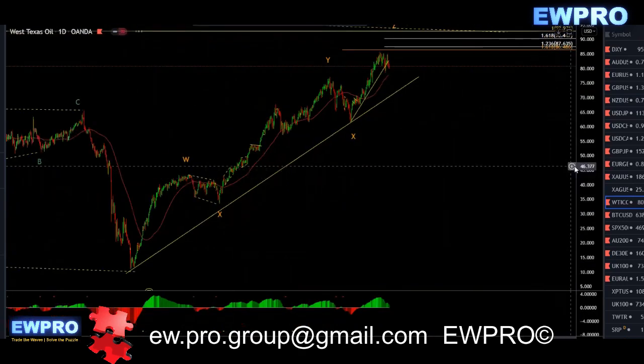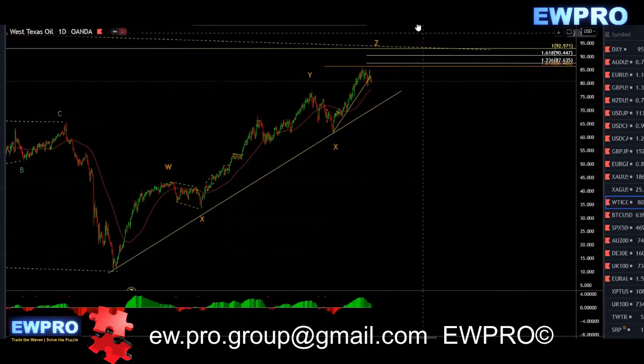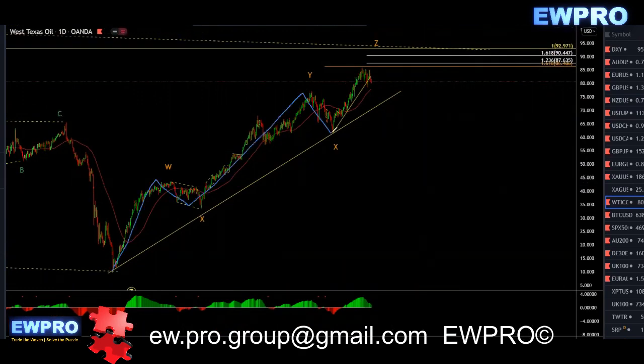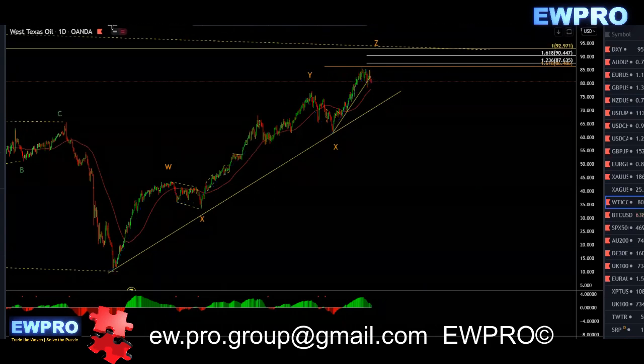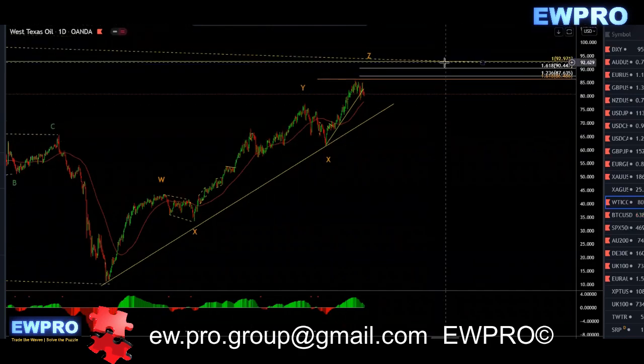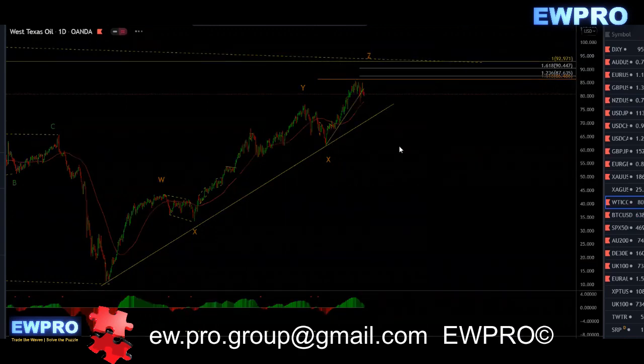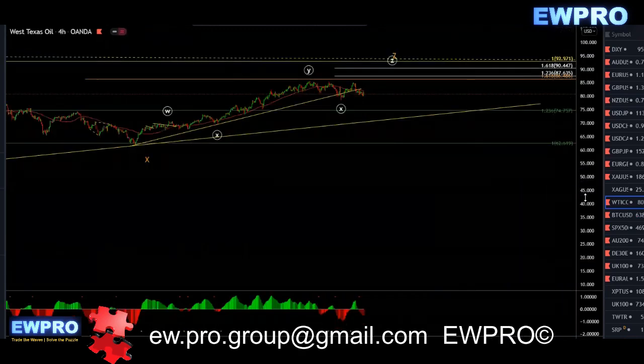WTI on the daily. So we're looking at that WXY, X2, and then the Z up. It got up to that first target. It's still looking very much bullish. It hasn't fallen over, so can't rule out more upside. And we do have that monthly 100 fib, like I've mentioned in previous videos, up here. This yellow one up here, 92, 97 area.